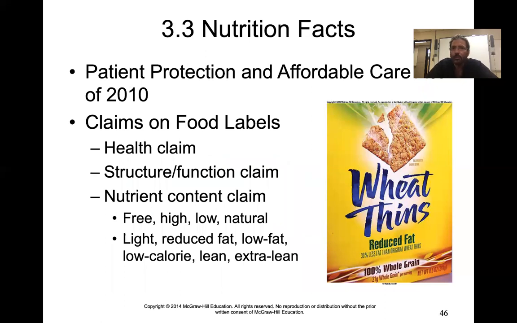So, claims on food labels. The other thing I want you guys to start thinking about is reading these food labels and what are they really saying on this? So is it a health claim? Are they saying something thought to reduce blood pressure, or, you know, can they substantiate these claims, or are these just empty claims to make you pick reduced fat Wheat Thins over regular Wheat Thins?